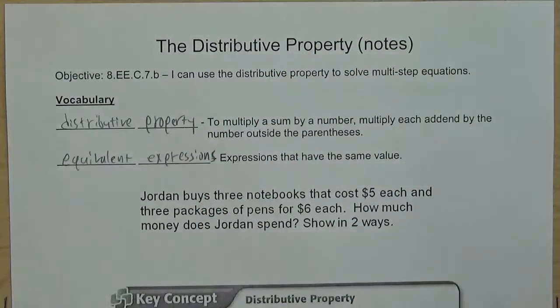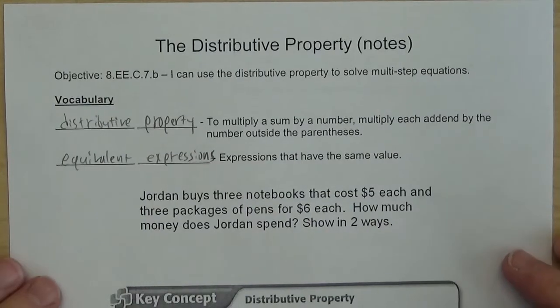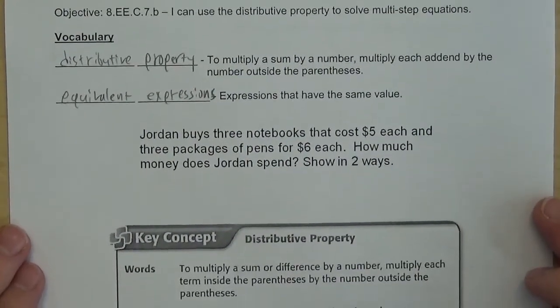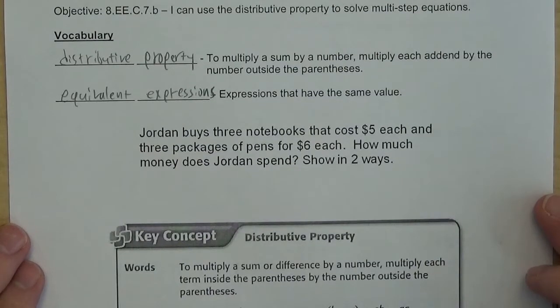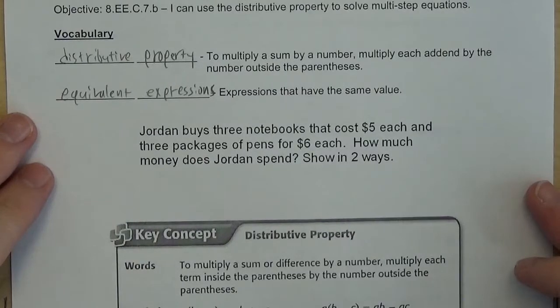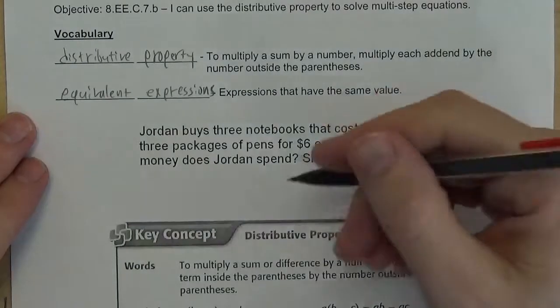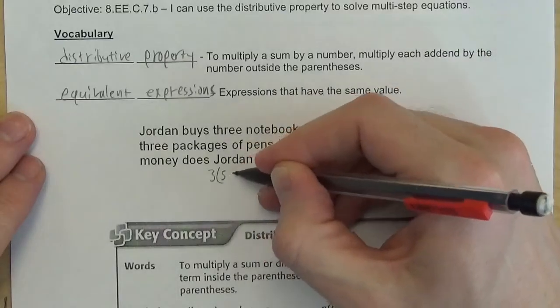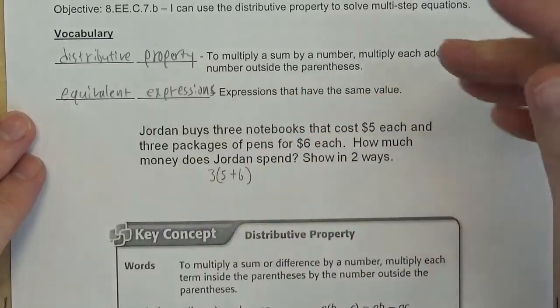And we got this introductory problem here. It says Jordan buys 3 notebooks that cost $5 each and 3 packages of pens for $6 each. How much money does Jordan spend? And it says show in 2 ways. So because she buys 3 of each, we can set this expression up like this. 3 times (5 plus 6).